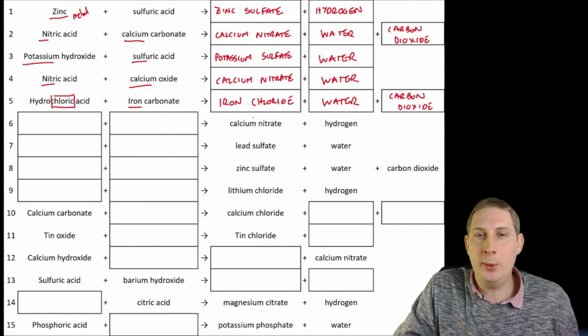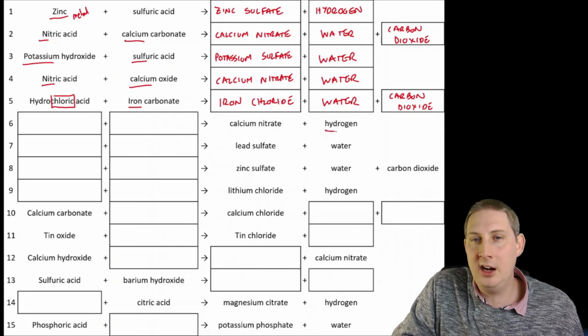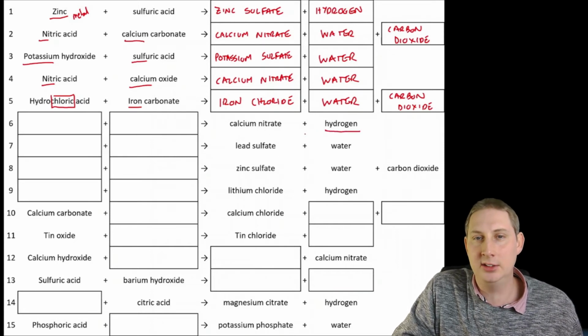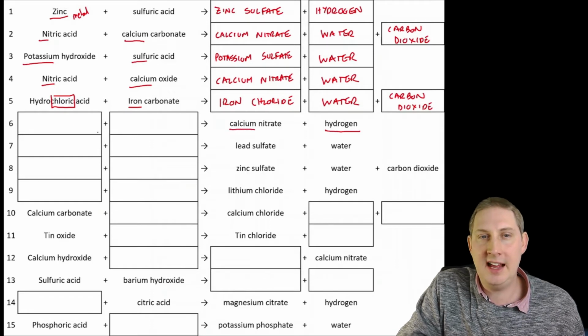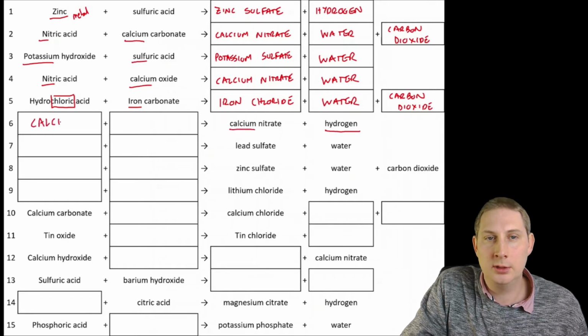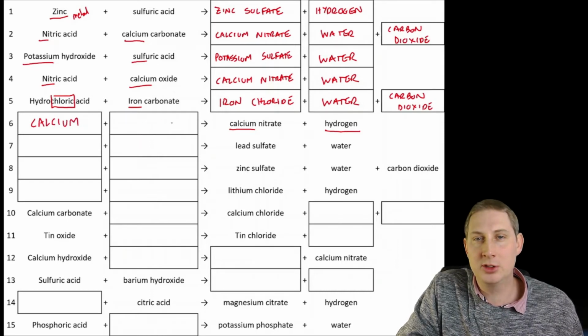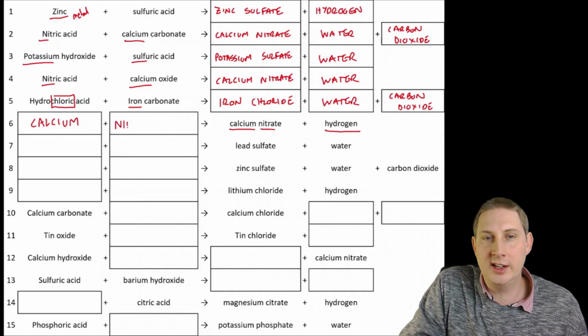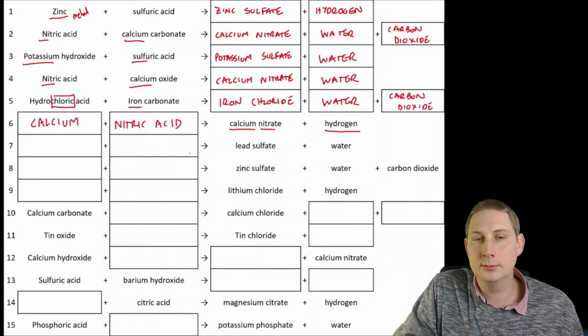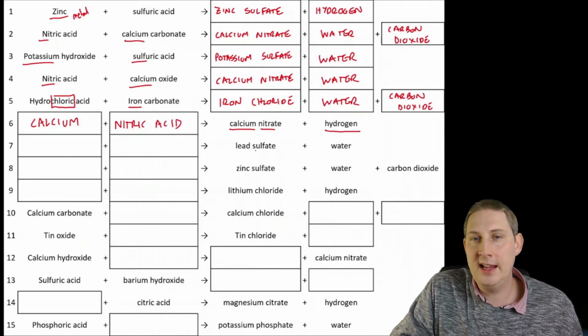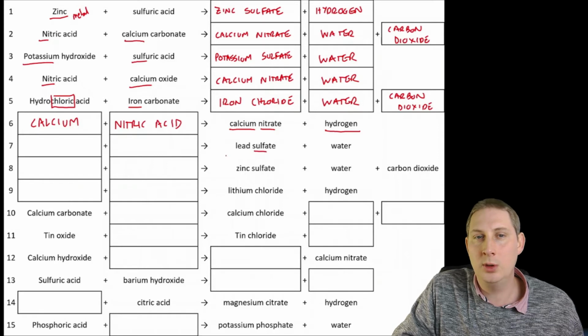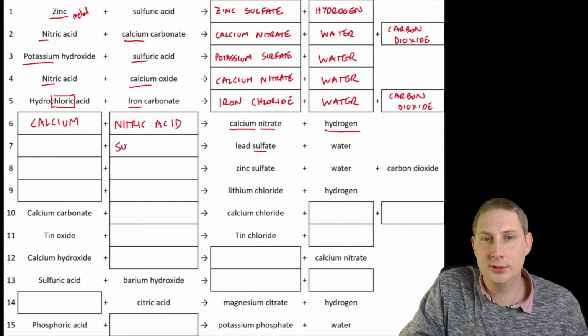Okay, now we're asked to go the other way round. We're making hydrogen, so we must have a metal. The metal is calcium. Not a metal oxide, not a metal hydroxide, not a metal carbonate, just a metal because we're making hydrogen. Nitrate comes from nitric acid. Lead sulfate here, well, that clearly comes from sulfuric acid.